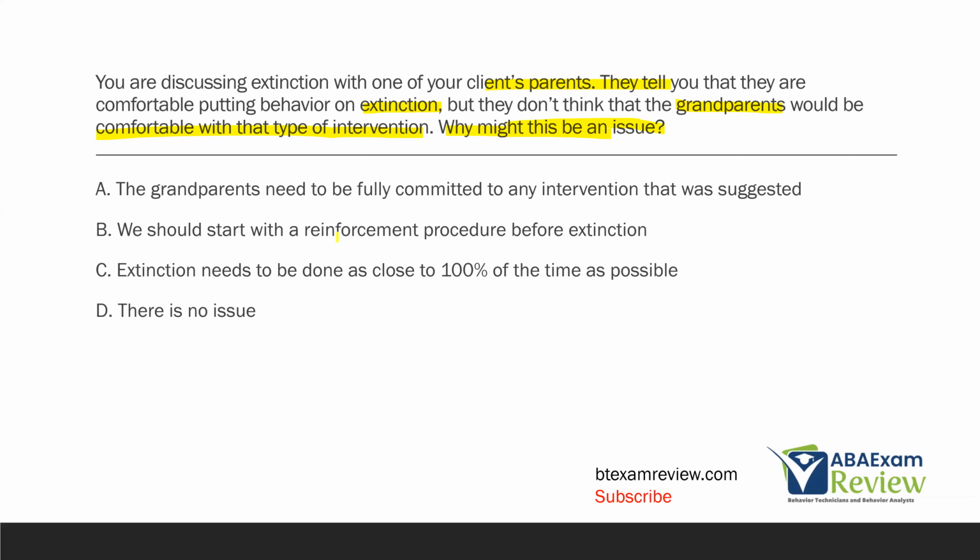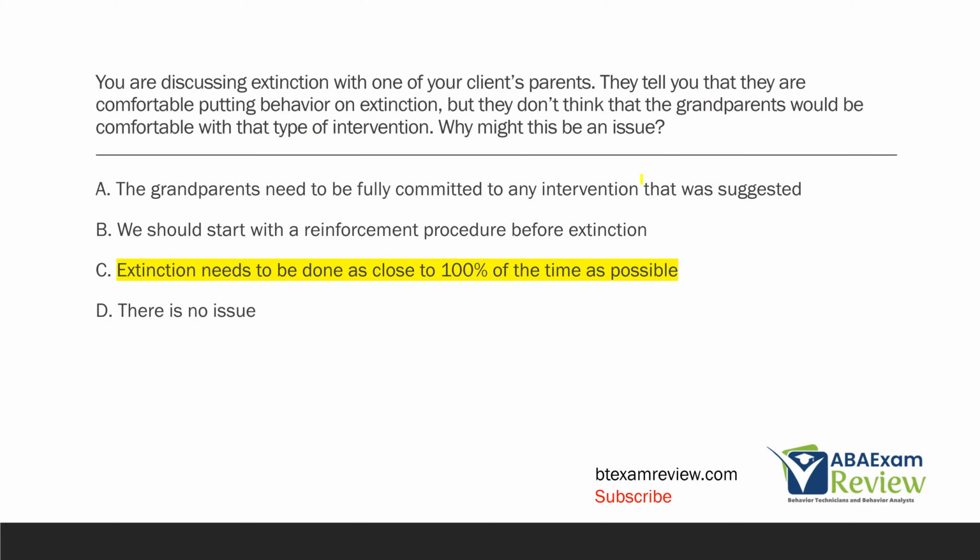B, we should start with the reinforcement procedure before extinction. Not necessarily. Most of the time, if not all the time, extinction and reinforcement go hand in hand. C is the problem. Extinction needs to be done as close to 100% of the time as possible. And what's the difference between C and A? Well, C is a fact. Extinction has to be done as close to 100% of the time as possible to truly be effective. The problem with A is just because we suggest an intervention does not mean the stakeholders, in this case the grandparents, have to be on board. They can disagree, and that's their right to disagree.